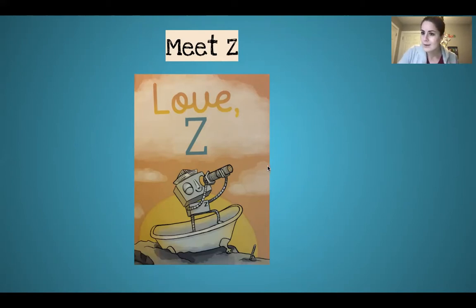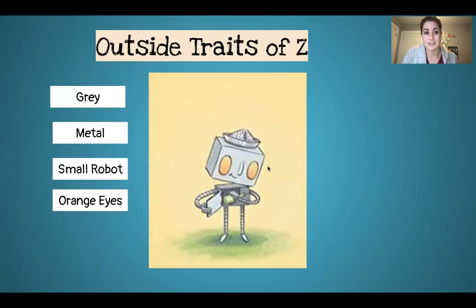Well, all we know right now is we can look at his outside traits. He's gray, could be silverish, probably metal. He's a small robot. I can look at his eyes. He's got orange eyes. Kind of has a nice funny hat on there. It looks like a paper sailor hat, but that's all I know about him. That's all we got unless you know him from personal experience, unless you read a story about Z before. That's all I know about Z is what we can see from him, right?